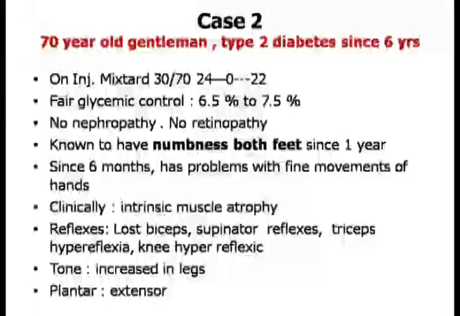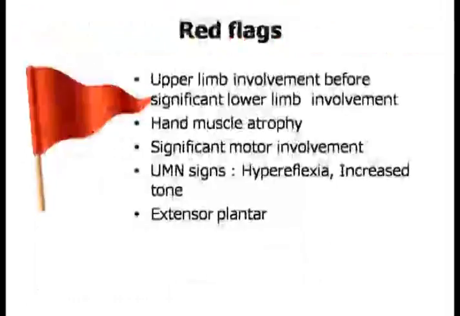Reflexes are lost in the upper limb, biceps and supinator reflexes. Triceps, he's got hyperreflexia, and knee jerk is hyperreflexic. There's a mildly increased tone in the legs, plantar is extensor. Again, these are patients where if you stop at numbness of both feet, you are stuck there. But when you go further into the history and the examination, you realize there are certain points which make you think that you may not be dealing with a patient with pure diabetic neuropathy.